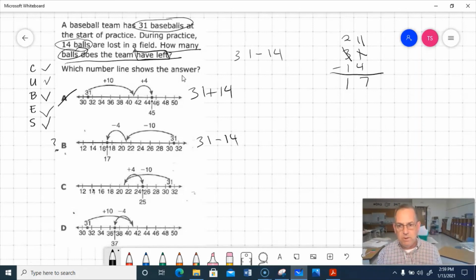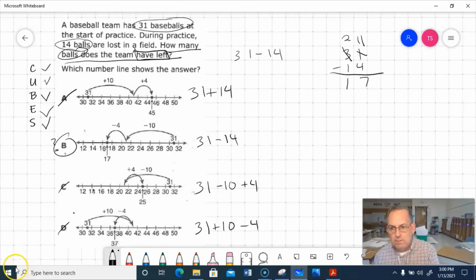What is answer choice C doing? Yeah, answer choice C is doing 31 minus 10 plus 4. And what is answer choice D doing? Yep, answer choice D is doing 31 plus 10 minus 4. So C and D are not the correct ways to figure out how many balls are left. B is our correct answer.